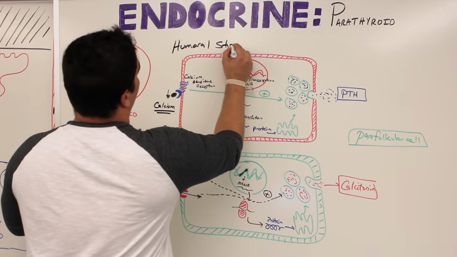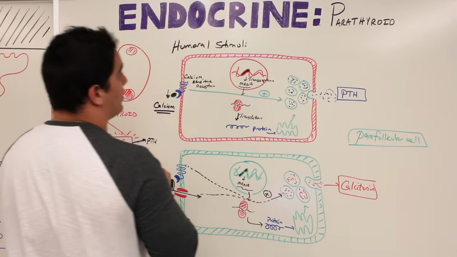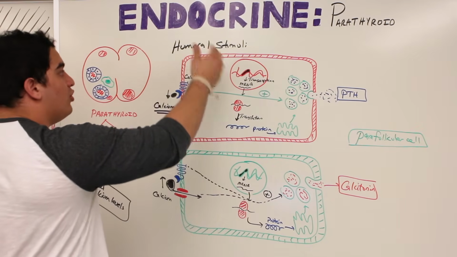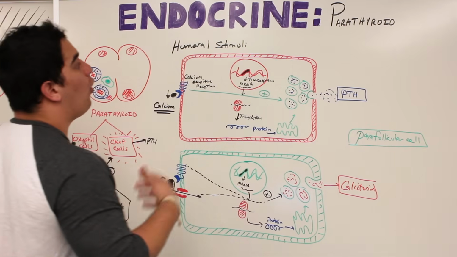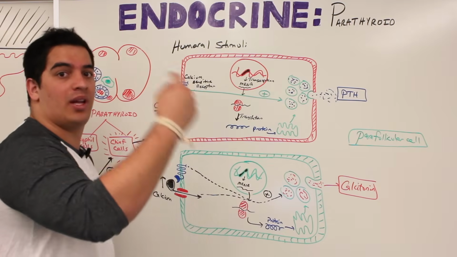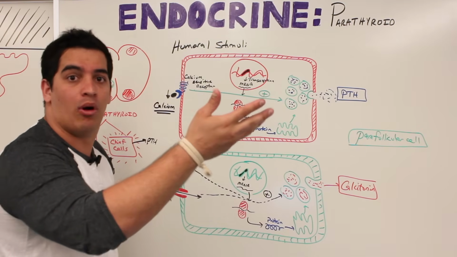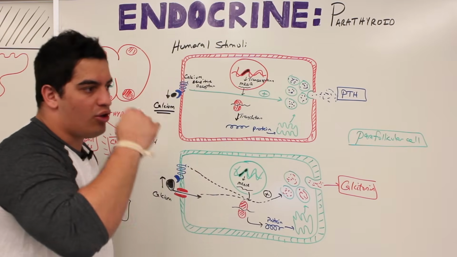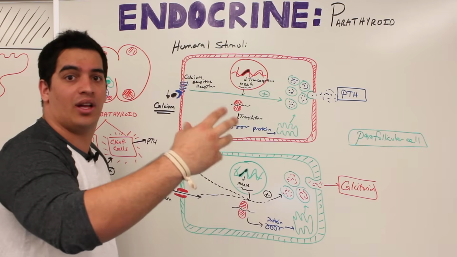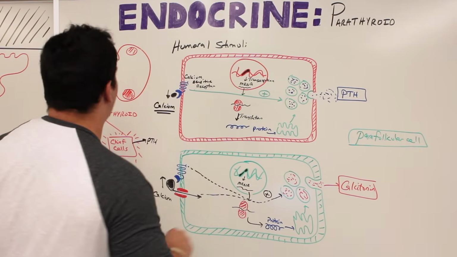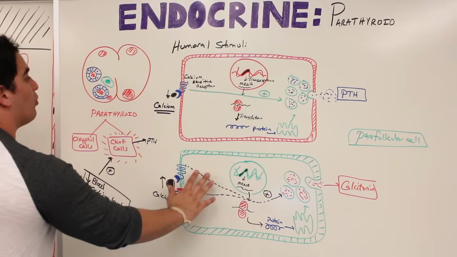So this right here is an example of what's called humoral stimuli. I just wanted to mention that because hormones can be secreted in three ways. Humoral, which is due to ions and nutrients and different types of chemicals. Hormonal, which is one hormone can stimulate another endocrine gland to make hormones. Or it could be neural. So there could be a neural tissue that actually stimulates an endocrine gland to make hormones. So there's three different types, but this is an example of humoral.